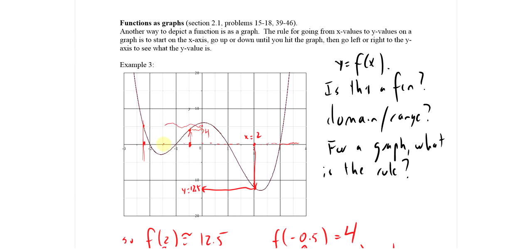Is there any x value where if I go up or down to the graph that I hit the graph twice? The answer is no. Each point on the x-axis has one point on the graph above it or below it. It passes what's called the vertical line test, because if I put a vertical line through a particular x value, I only hit the graph in one point.